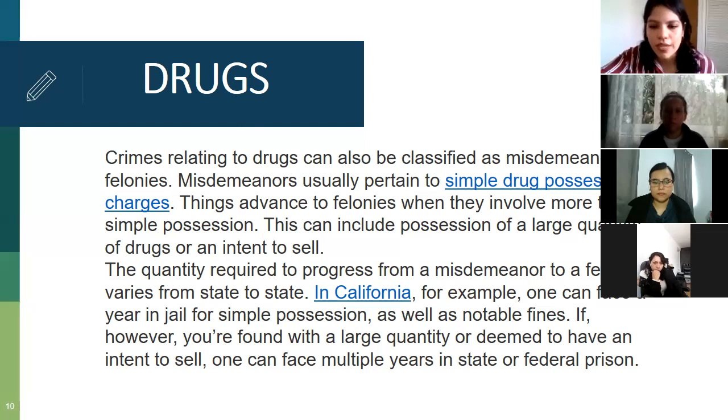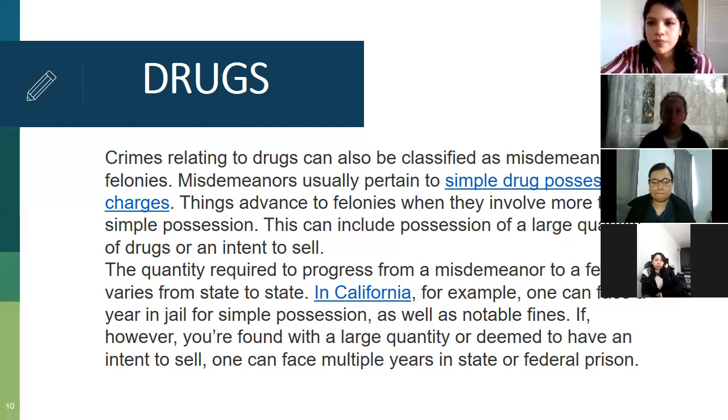In California, for example, one can face a year in jail for simple possession, as well as notable fines. If, however, you're found with a large quantity or deemed to have an intent to sell, one can face multiple years in a state or federal prison.